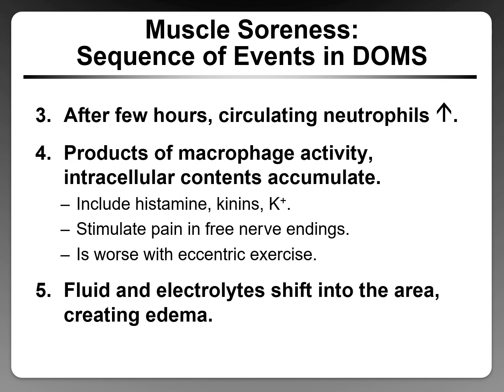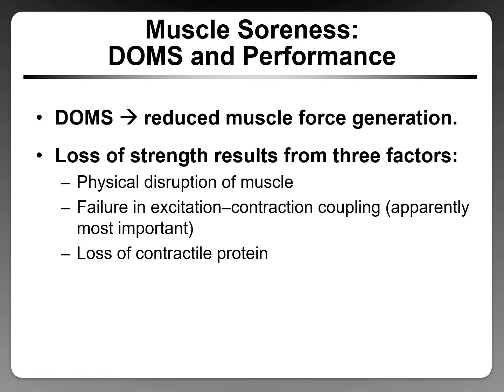From there, after a few hours, we're going to see an increase in circulating neutrophils. Also, we'll have products of macrophage activity and intracellular contents accumulate. So you'll have histamine, which is an inflammation response, kinins, and potassium ions. All of this is going to really irritate your free nerve endings, so you'll feel uncomfortable. And since we know eccentric exercise tends to be the cause, it tends to hurt worse with eccentric exercise. Also, our fluid and electrolytes are going to shift into the area, creating localized swelling.